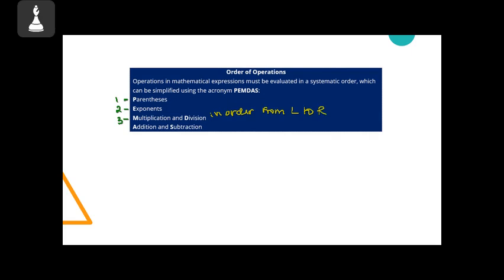And the same holds for addition and subtraction. You do not do all of the addition first. Okay? These are grouped together. M and D are grouped together. They have the same rank, so you must do them in order that they occur in the problem. Same with addition and subtraction. They have the same rank, so they must be done in order from left to right.